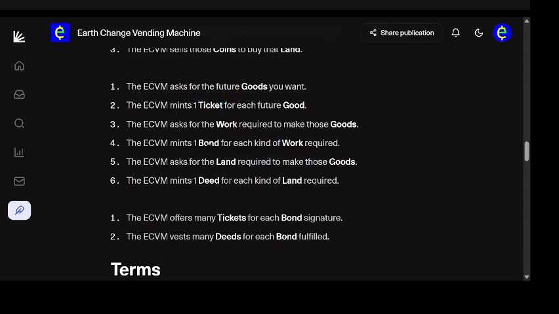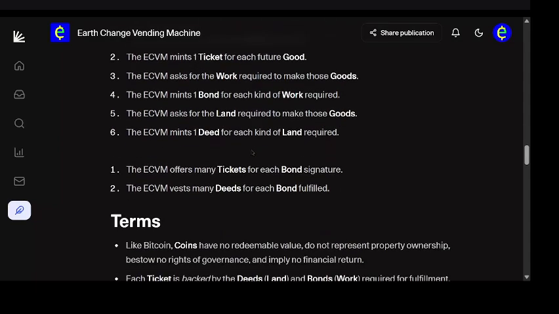So then it mints the bonds for each kind of work. I sometimes call these contracts because it's maybe better, but I was moving away from that because contract is used too much in the Web3 arena. So that issues the deeds. Each ticket has a list of deeds and a list of bonds that describes exactly how it's going to be fulfilled.